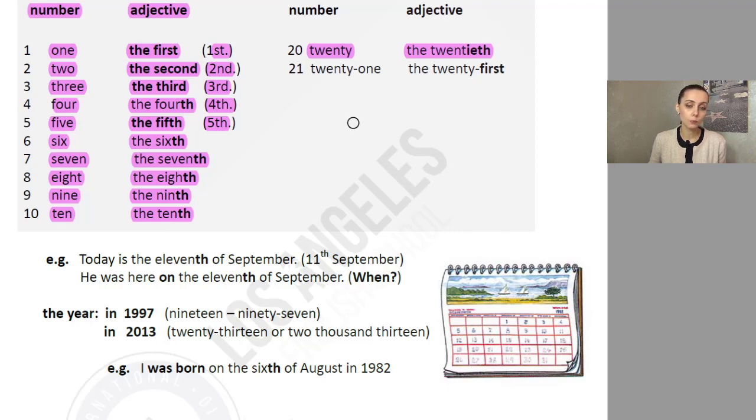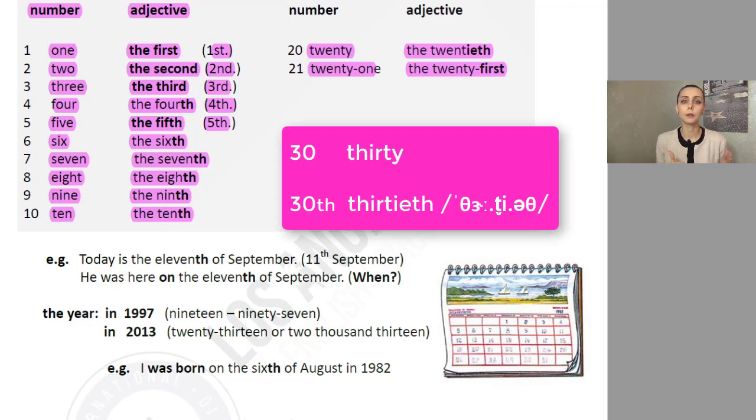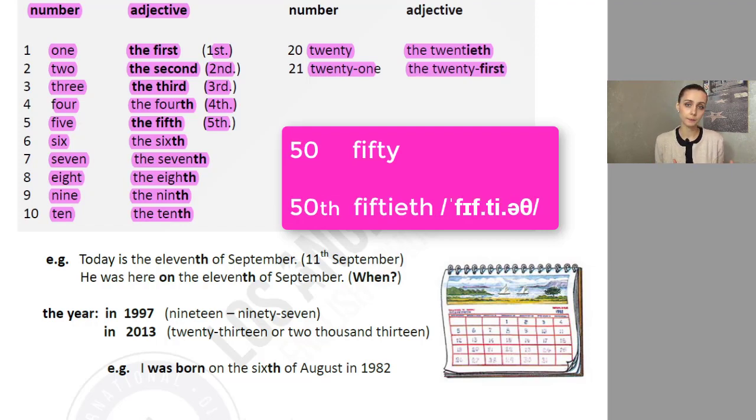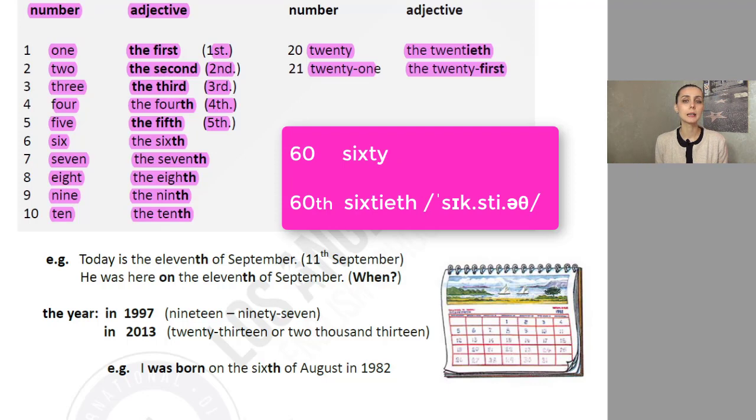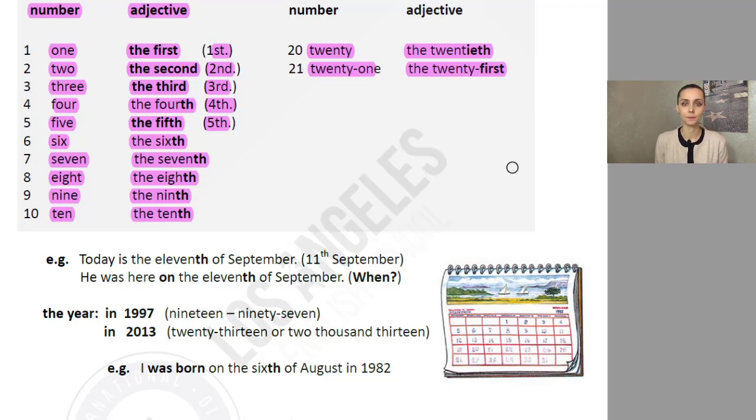And then you move on: 21, the 21st, the 22nd, the 23rd, the 24th, the 25th, the 26th, the 27th, and so on until 30. Then you say 30, the 30th, 40, the 40th, 50, the 50th, 60, the 60th, and so on.